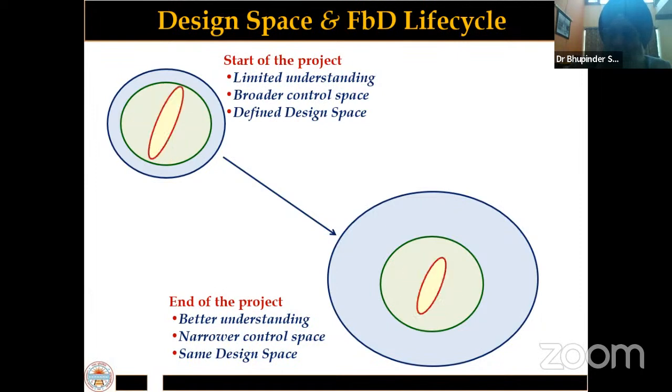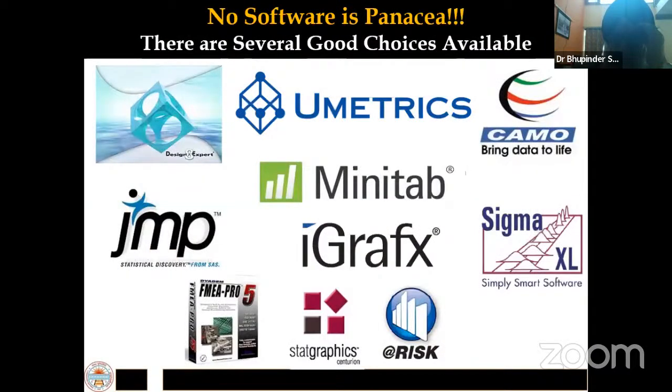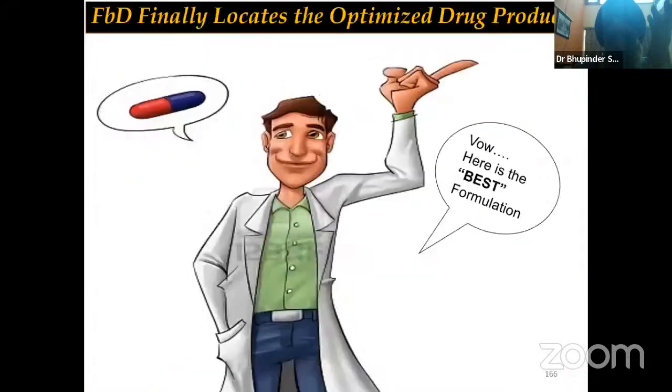So when you started, there was limited knowledge space, and there was large control space. When you ended, the knowledge space, the outer circle, got augmented, while the design space remained the same, and control space got narrowed down. So QTPP is the target well within the design space, and FPD is the vehicle. And there are various software which can come to your rescue: Design Expert, Minitab, JMP, that's SAS software, UMetrics, Modde, and so on and so forth.